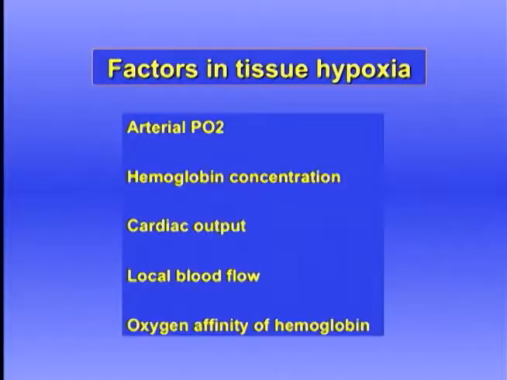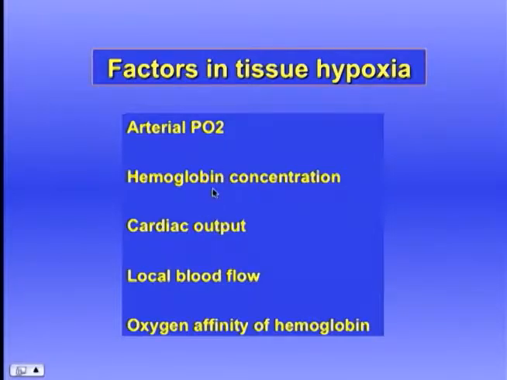Now, we've been talking about the arterial PO2, but we shouldn't forget that there are other factors in tissue hypoxia. Of course, arterial PO2 is one of the most important, but don't forget hemoglobin concentration, because if we have a patient with severe anemia, for example, where the hemoglobin concentration is low, then for a given arterial PO2, the oxygen concentration of the blood is going to be low, and therefore there can be tissue hypoxia.